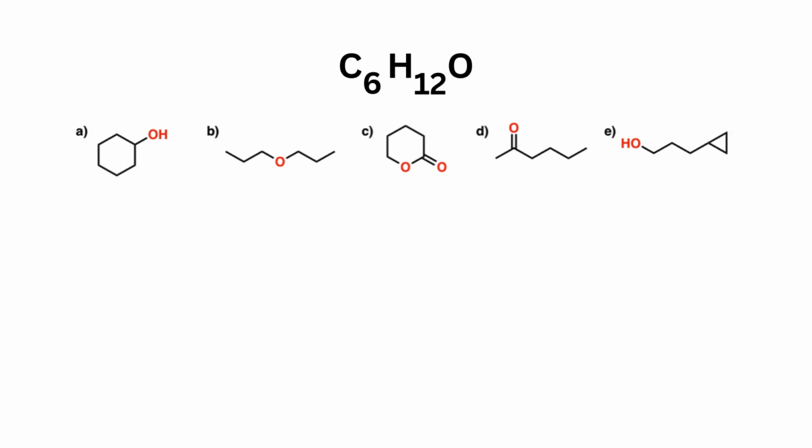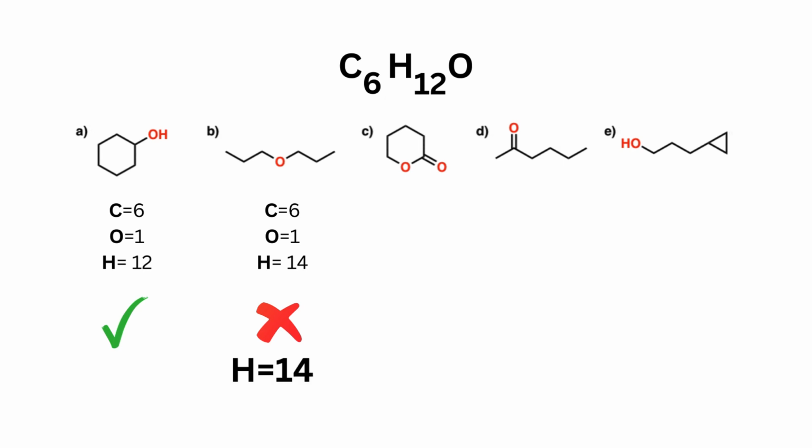For example, option A contains 6 carbons, 1 oxygen and 12 hydrogens. So this can be the answer, as it has the same number of elements mentioned in the molecular formula. Option B contains 6 carbons, 1 oxygen and 14 hydrogens. So this cannot be the answer, as it does not have the same number of hydrogens mentioned in the molecular formula. So this option is out.